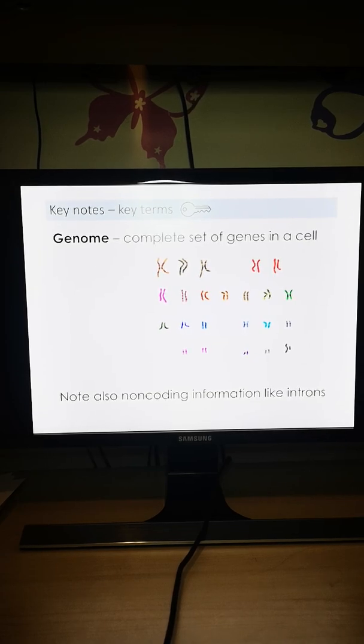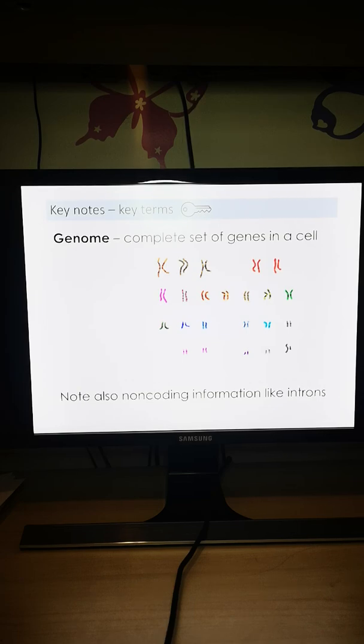So your genome is all your genes present in your cell. That would be for every single chromosome that makes up your genome, every single gene. But that's the exam board definition. They expect you to note this as well, so you might want to add this to your key notes here.